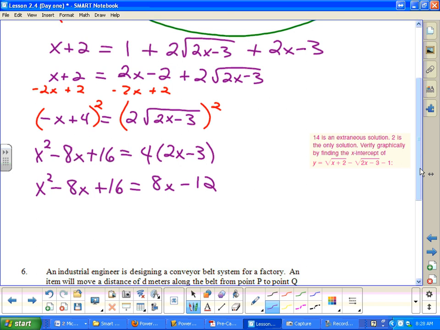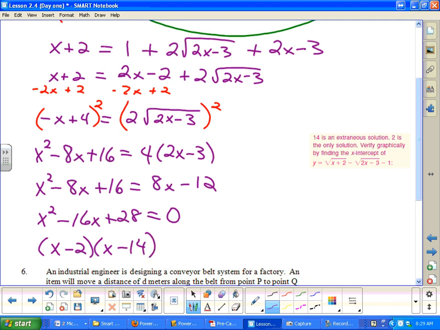Okay, so we have a quadratic equation. We want to get it equal to 0 so that we can hopefully factor it. So we get x squared minus 16x plus 28 equals 0. So this is x minus 2 and x minus 14. So x equals 2 or 14.